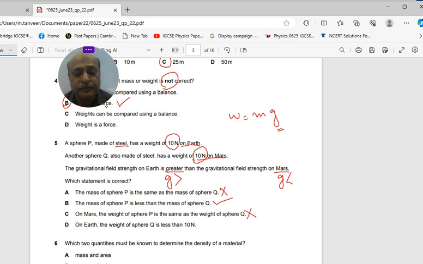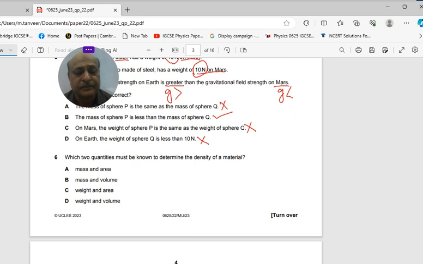No. On Earth, the weight of sphere Q is less than 10 Newton. No. Weight is same. It is given in the question. Weight on Earth and on Mars is same. So the only possibility is that the sphere placed on Earth, its mass is less, due to which weight is 10 Newton. And the sphere placed on Mars, its mass is greater, due to which weight is 10 Newton.